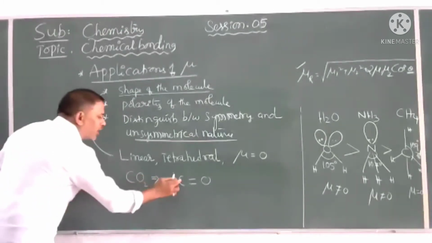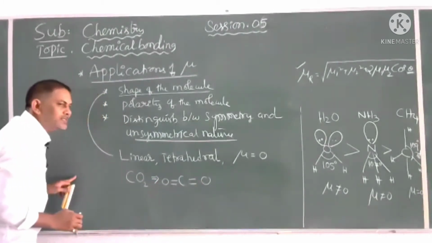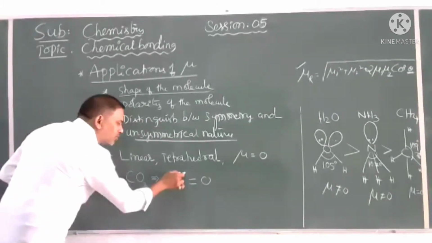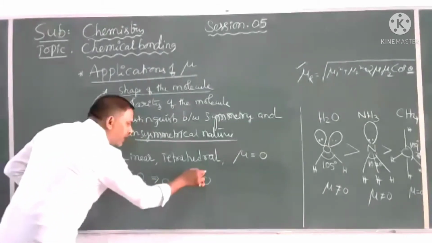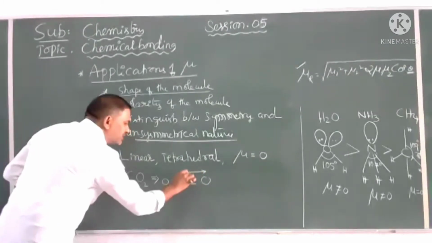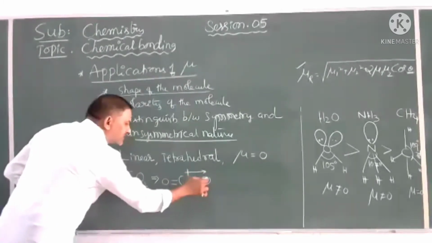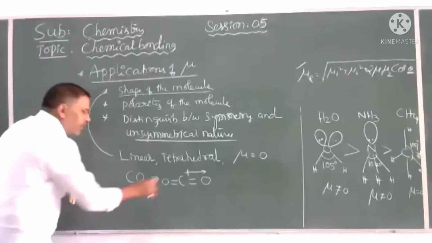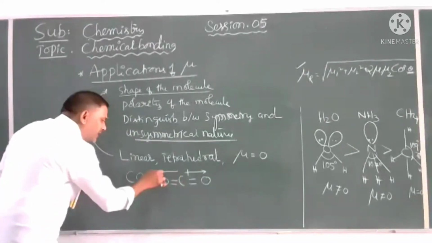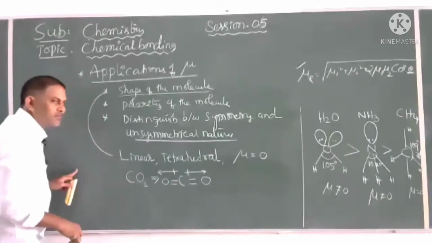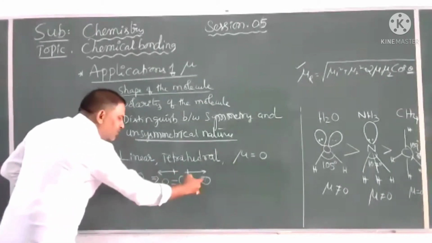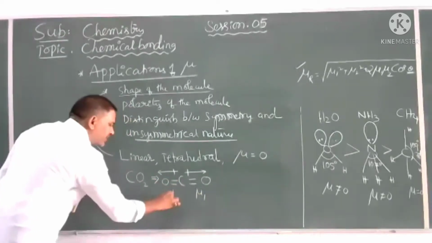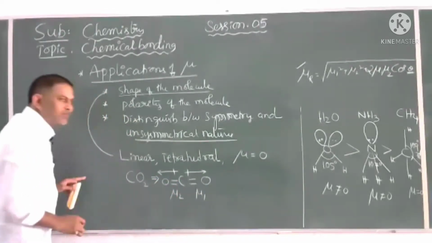Compared to carbon and oxygen, the more electronegative element is oxygen. Now the moment is shown by an arrow. On the tail of the arrow there is a cross line, that is from carbon to oxygen, because oxygen is more electronegative. Now here also carbon and oxygen. From carbon to oxygen one moment is there, this is mu1, and carbon to oxygen another moment is there, mu2.